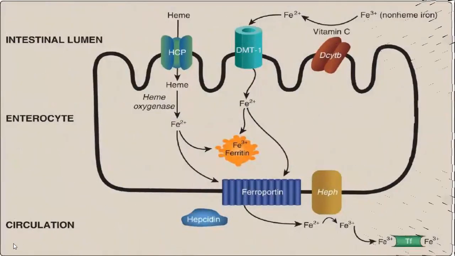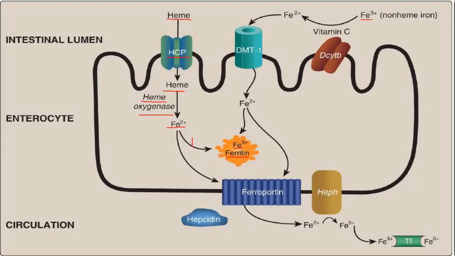Let us now see a diagram here. You can see this is heme from animal sources. It is taken up by the heme carrier protein. Once in the cytosol, it is acted upon by the heme oxygenase to release the iron in it. This iron has two fates. Fate number 1, converted to a ferric state and stored in the intracellular protein, ferritin.